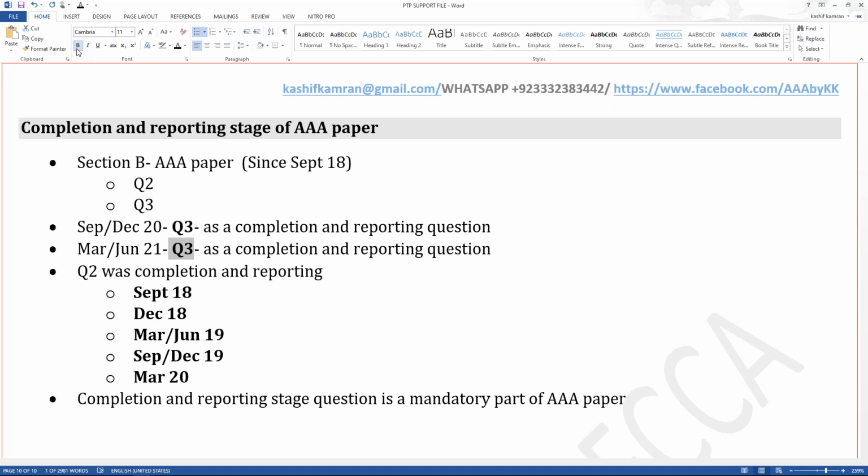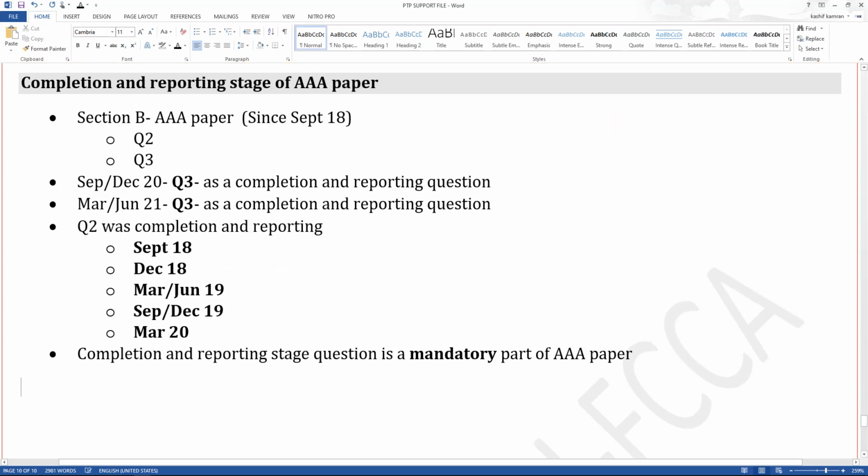Is everyone clear with the overview of the completion and reporting stage and how important that is to pass the paper? Because it's something mandatory in your 100 marks paper, so you cannot be weak in this area. Now let's start with the webinar, and let's see what we need to focus on. Now, in this webinar, what am I focusing on?